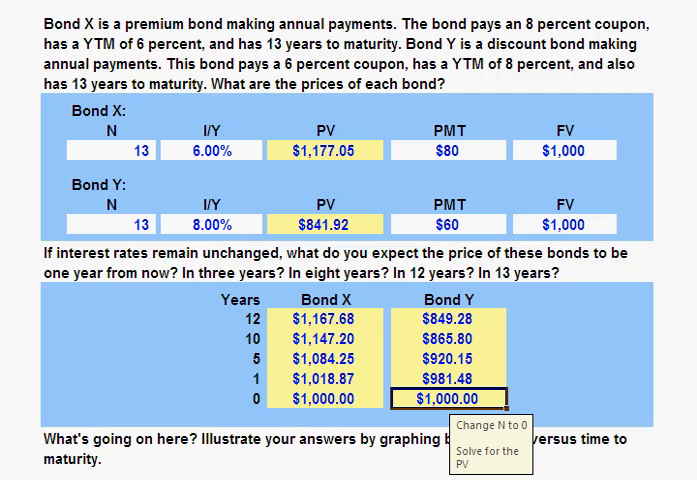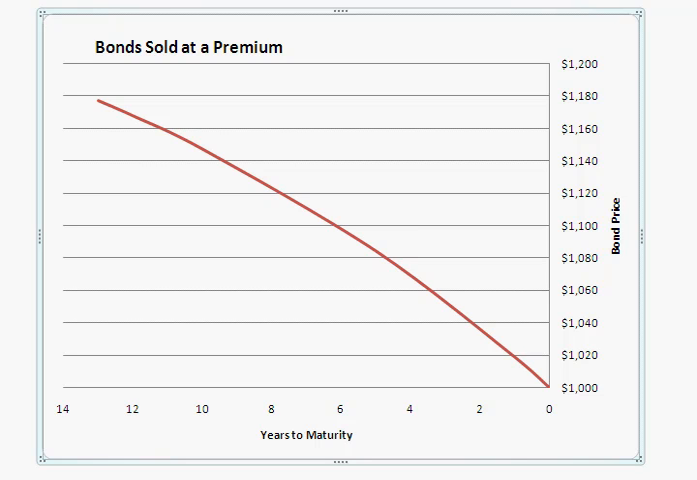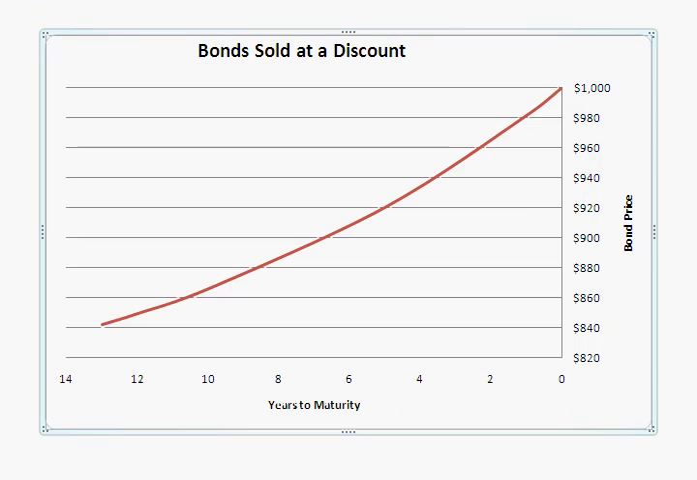Let's take a look at a couple graphs. For Bond X, or any bond sold at a premium, we find that as the years to maturity approaches 0, the bond's price declines until at maturity it's worth its face value of $1,000. For Bond Y, which was sold at a discount, and any bond that's sold at a discount, as it gets closer to maturity, the present value increases until at n equals 0, or when it matures, it is worth its face value.